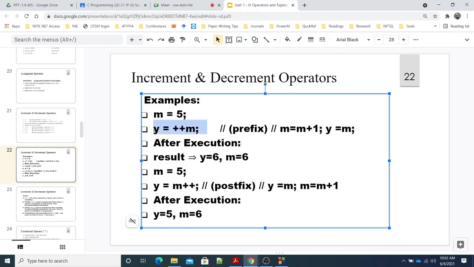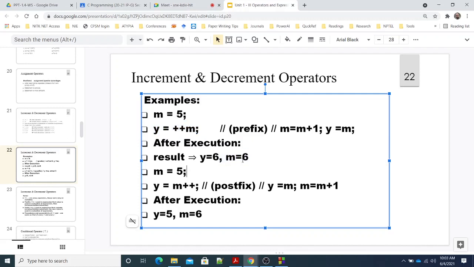Now after the execution of this, what will be the value of m and what will be the value of y? After execution of this statement, y will be 6 and m also will be 6, because in the RHS part itself, this is the same as m is equal to m plus 1. So first m is incremented to 6 and the final value of the RHS is assigned to the LHS. So m becomes 6, y also becomes 6.